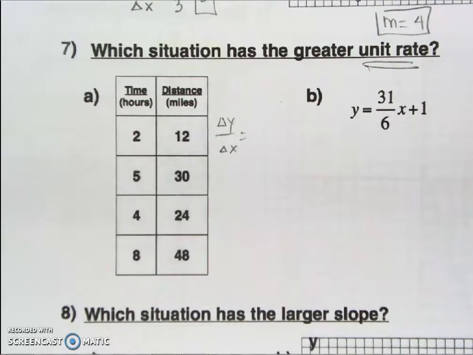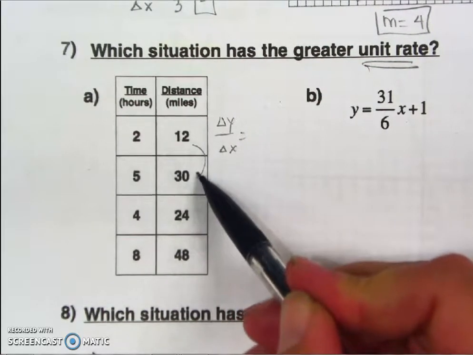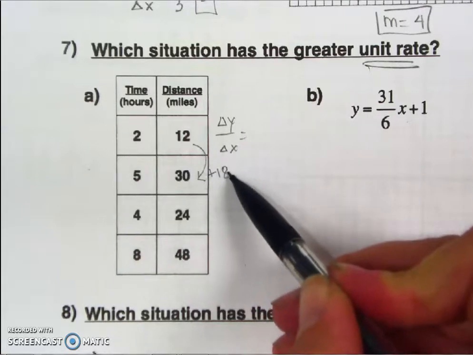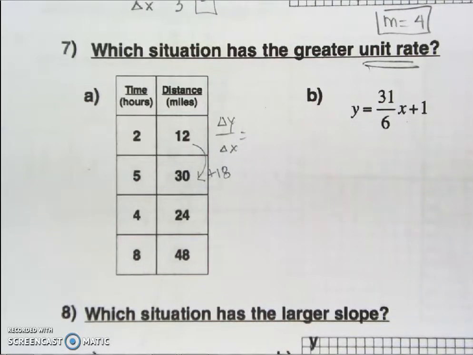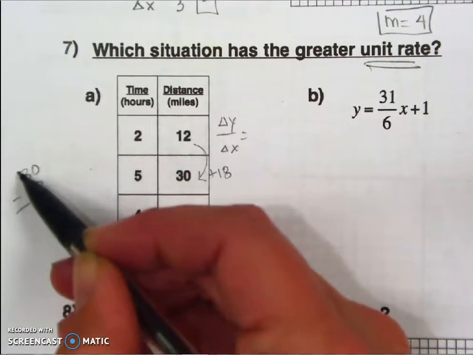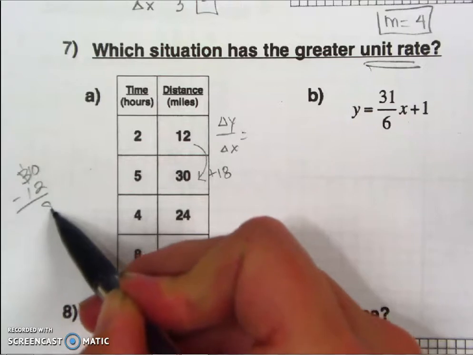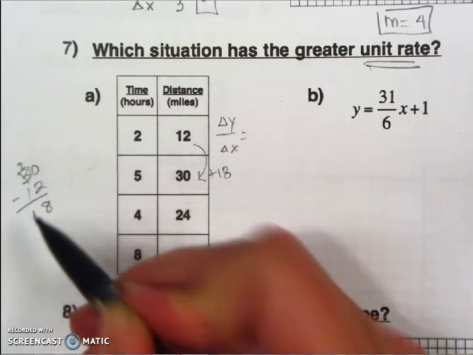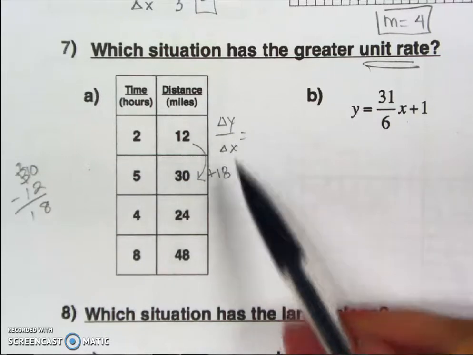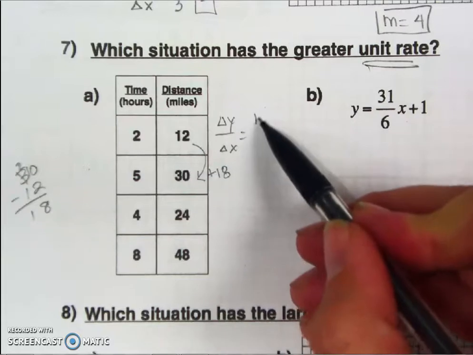All right, so in this one, from 12 to 30, they must have added 18. And again, if you can't do that in your head, if you can't see what they added, you can always subtract to the side. 30 minus 12, borrow, 10 take away 2 is 8, and then 2 take away 1 is 1, and so we get 18. Just in case you can't see what that change is, you can always subtract. But from 12 to 30 was a change of 18.